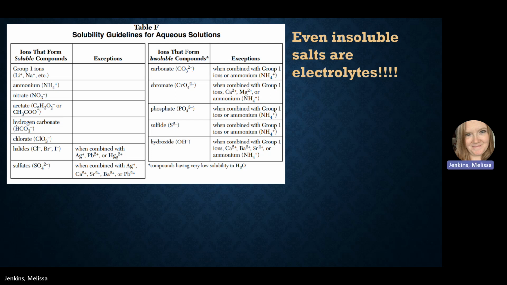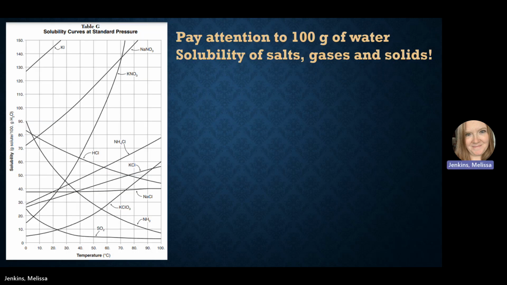Then we go to table G, which is solubility. One thing I said here, pay attention to this because on the table it says it's 100 grams of water. So if you have less than 100 grams of water, then it's going to be less. That can dissolve more than 100.